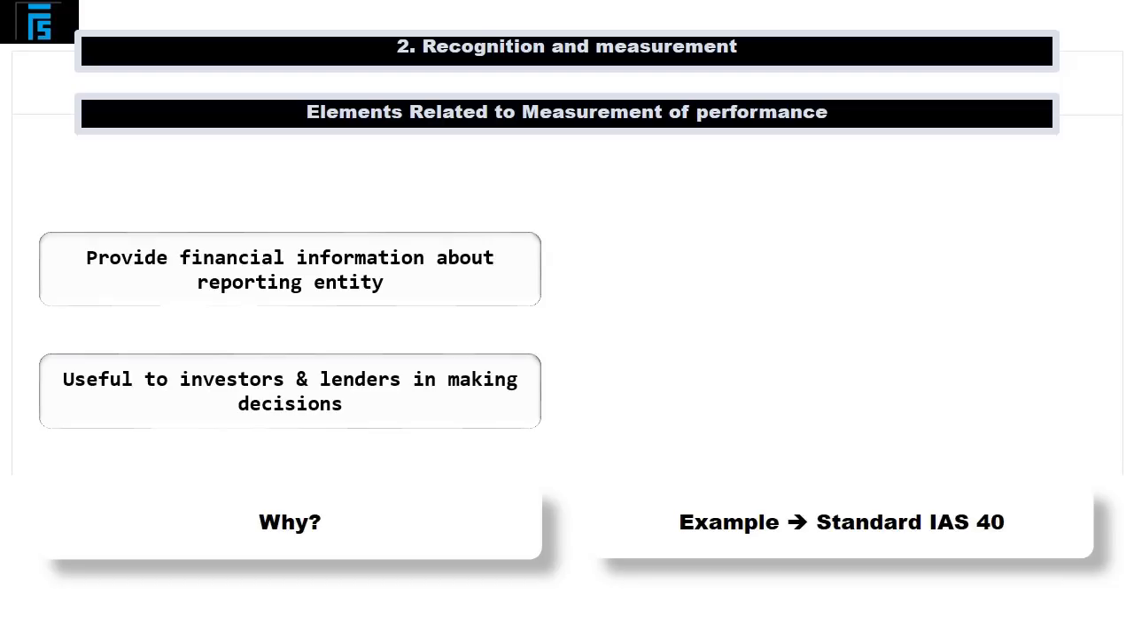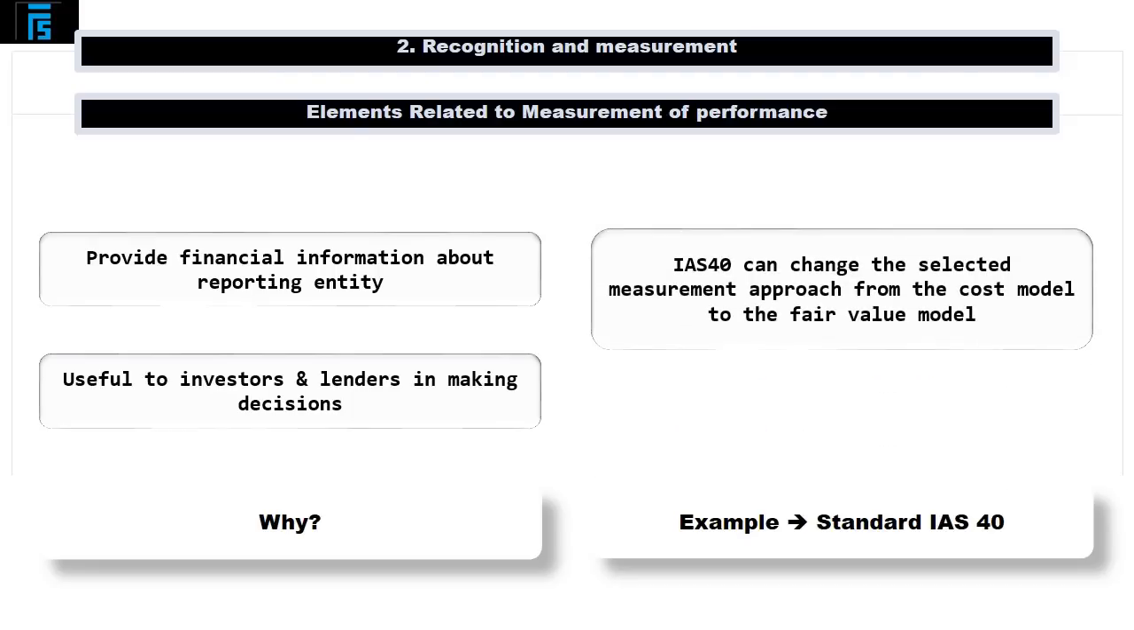The practical implications of this statement are easily found in many standards. As an example, let's take IAS 40 Investment Property, which permits companies to choose between two measurement models, the cost model based on the price that was historically paid for the asset, and the fair value model, which relies on an estimation of the asset's current market value. IAS 40 makes it possible to change the selected measurement approach from the cost model to the fair value model, but not the other way around.